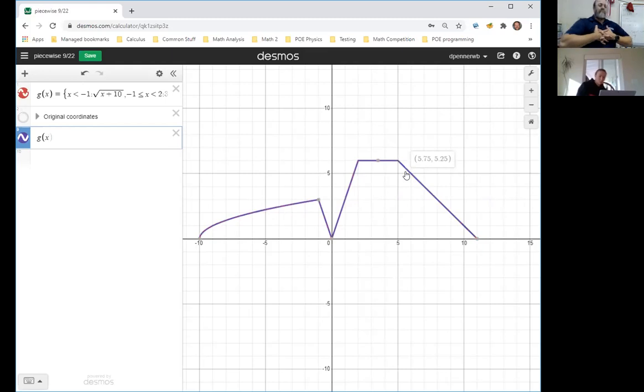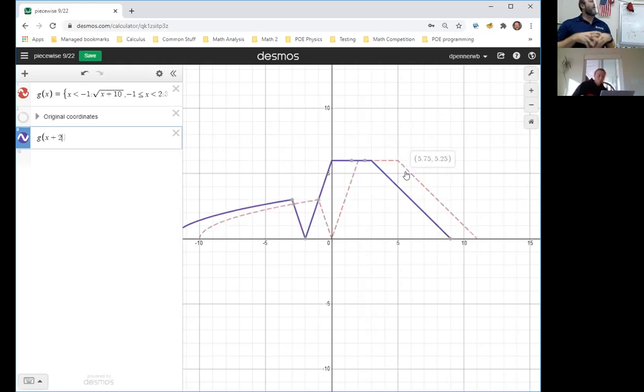All right, Jolene, I would like to move it to the left 2 units and down 6. To the left 2 and down 6. So how do I make that thing move to the left 2? Plus 2 inside. And how am I going to make it go down 6 units? A minus 6 where? On the outside.